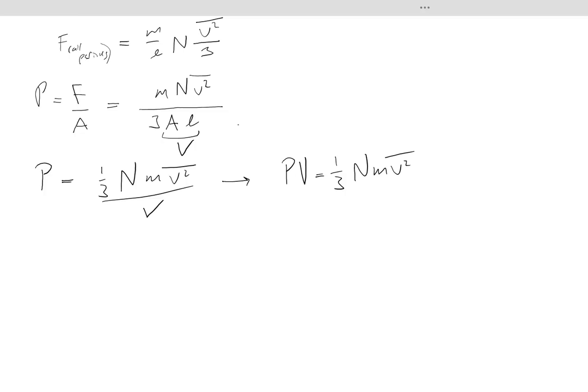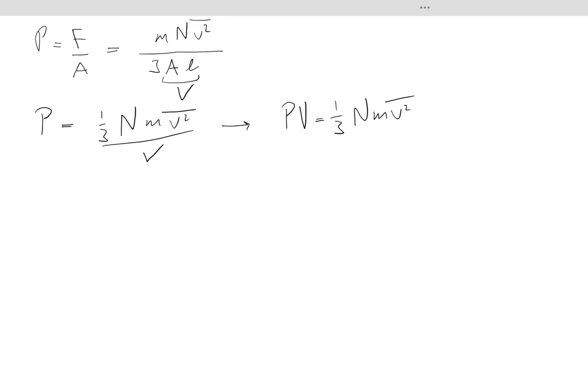If the number of particles stays the same and the mass of each particle is identical, and then that's considering the average of the speeds. But how could the average of the square of the speeds actually change? This is where we get a definition of temperature.